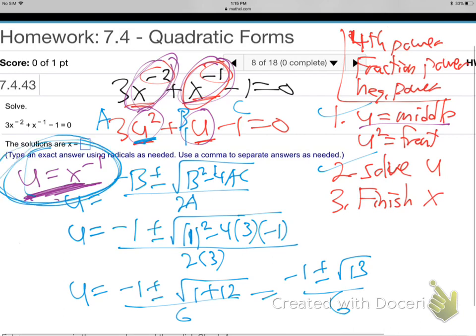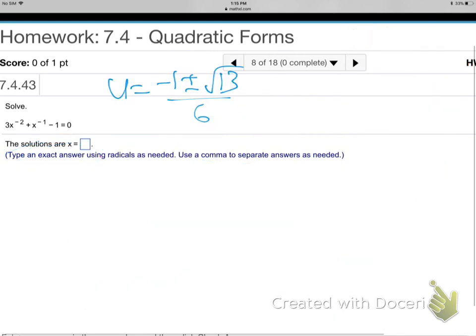X to the negative 1. U is x to the negative 1, isn't it? Remember, u took the place of the middle. U is x to the negative 1. So that means u, you're x to the negative 1. Does that make sense, what I'm doing there? U is x to the negative 1. Good?